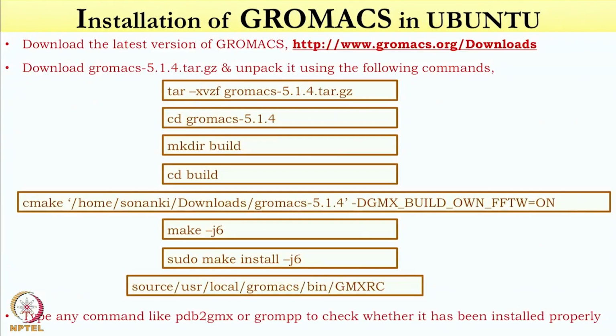And after the installation is done properly, we just type source user local Gromacs bin GMXRC. In this bin directory, you will have all the commands. To make sure that Gromacs is installed properly, you can type any command to check. If it is installed properly, it will give you a list of things. Like if you type grompp, it will say this is the input file option, this is the output file option. But if it is not installed properly, it will show nothing. It will say this is not installed here, please type another thing to view.